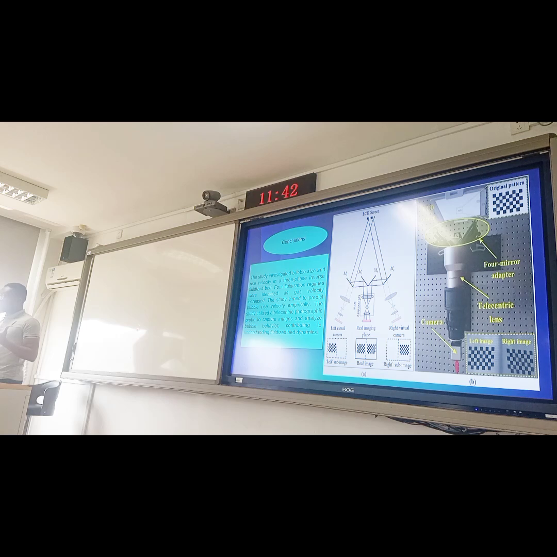One of the techniques they used was a new telecentric photographic probe to measure this in the pilot scale BIF bed. This gives us an understanding of the fluid bed dynamics in this experiment.